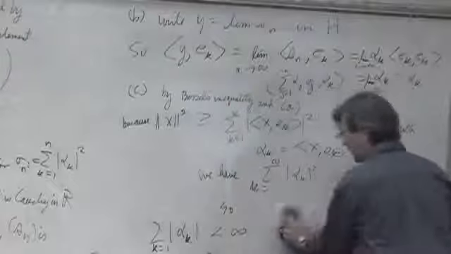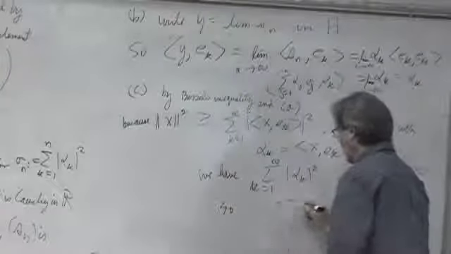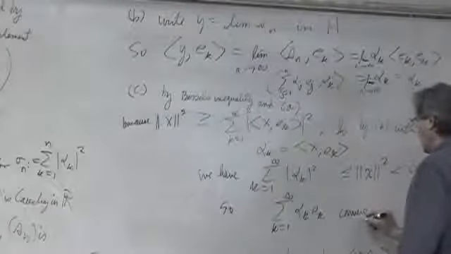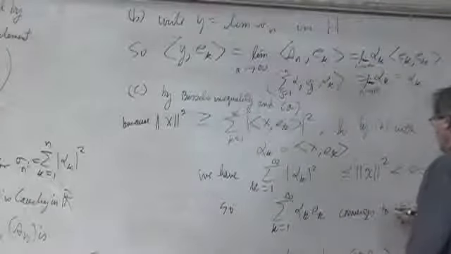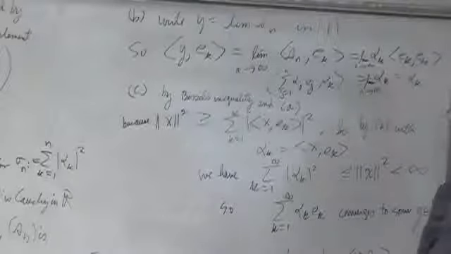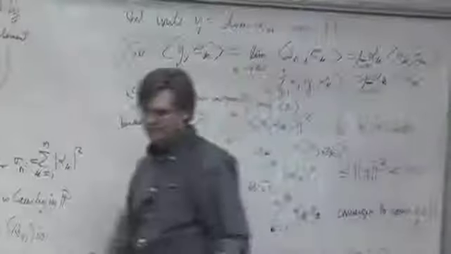then, summation alpha k ek, k goes from 1 to infinity, converges to some y in H. Okay. Converges in what we're thinking about in terms of L2. It converges in L2. So I do get convergence.